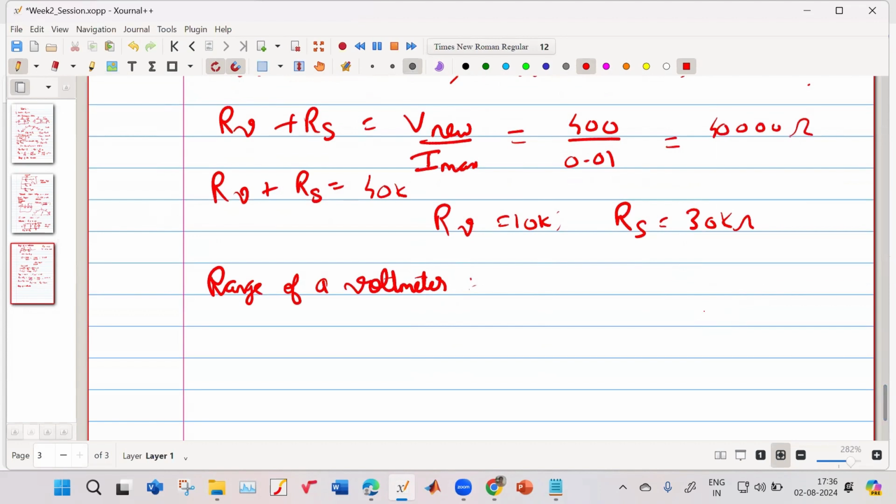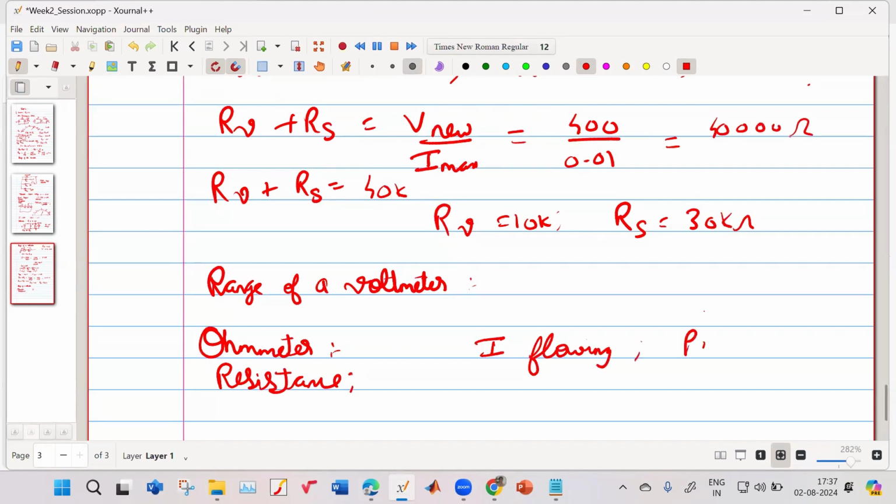Then we could also use an ohm meter. An ohm meter is also an instrument which we want. If we want to measure the resistance, we know how much current is flowing. The current flowing we can measure using a PMMC instrument, and we also know the resistance.